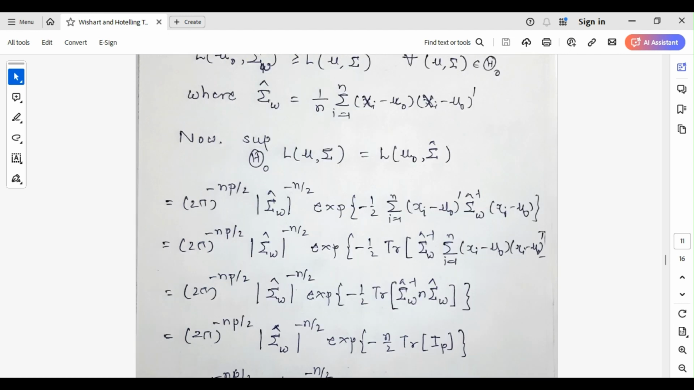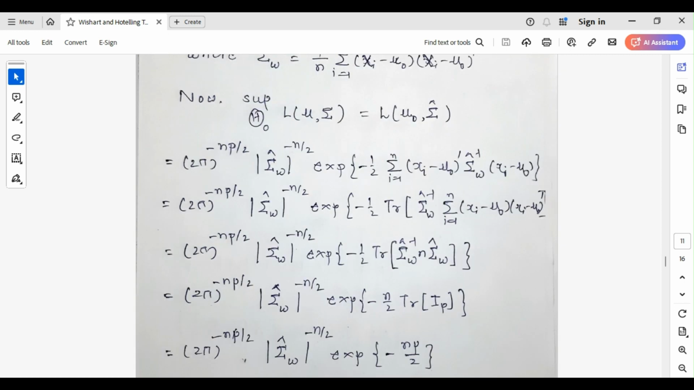And so the likelihood function is 2 pi raised to minus np by 2, determinant of sigma hat W raised to minus n by 2, and this e raised to this term. Now we again try to simplify this further by the method which we have used before as well. Because summation i goes from 1 to n, xi minus mu naught transpose sigma hat W inverse xi minus mu naught is a one by one term, a scalar term, it can be written as the trace of itself, and then again it can be further simplified. Now this term, summation xi minus mu naught xi minus mu naught transpose, is n times sigma hat W.